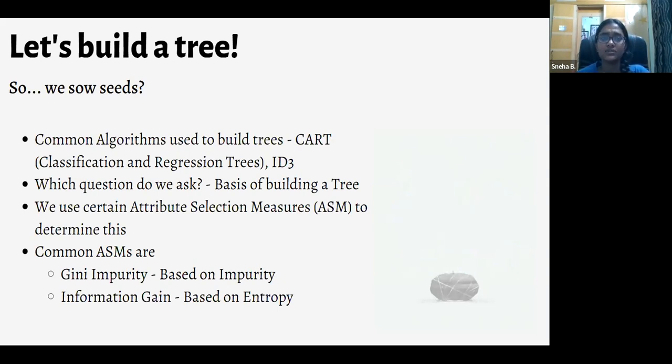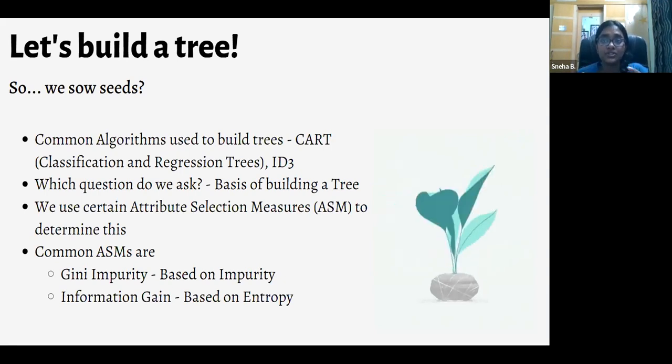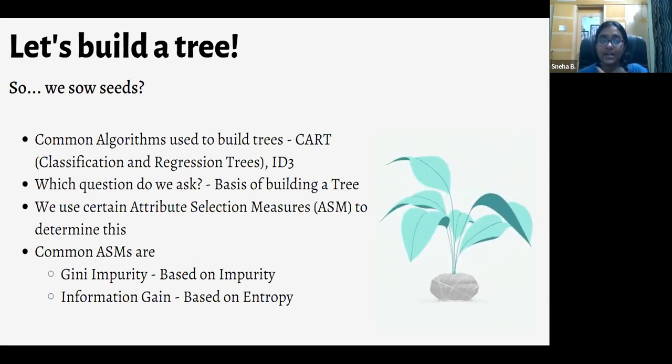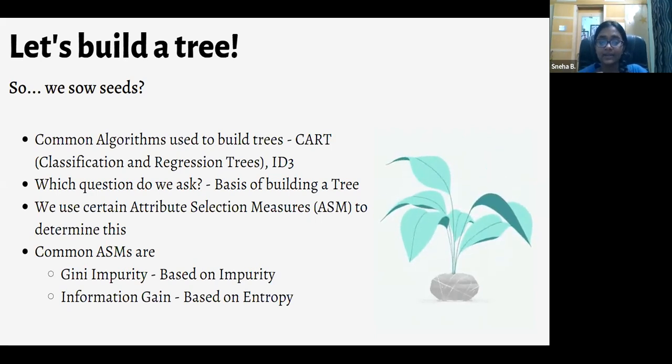But the next question is, how do we build it? No, we don't build it by simply sowing seeds. So what do we do for this type of decision tree? To build it, as with most things that we build, we always have algorithms. To build a decision tree, there are different types of algorithms. Some of them are mentioned here, known as CART, or classification and regression trees. We have something known as ID3.